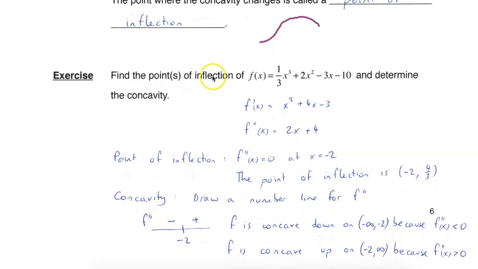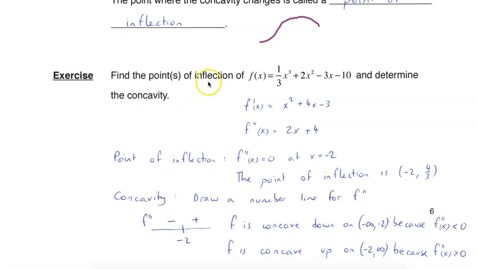So, inflection points and concavity are closely related. Notice that when we talk about inflection points, it's one point or several points, but it's at one specific value of x. Whereas when we talk about concavity, it's often on a certain interval. We say the function is concave up from here to there.